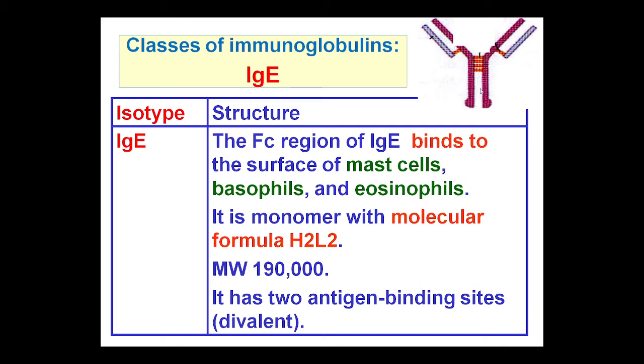What is the interesting peculiarity of this immunoglobulin? Fc fragments of this immunoglobulin bind to the Fc E receptors of mast cells, basophils, and eosinophils. And in this way, immunoglobulin E serves as the antigen receptor for these cells, for mast cells, basophils, and eosinophils.